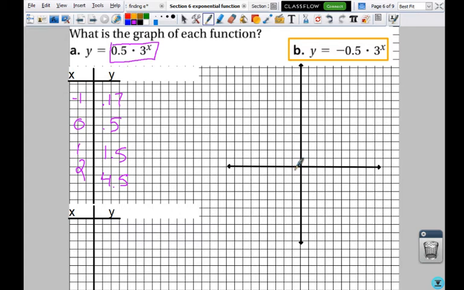Negative 1, 0.17 is going to be just barely above the line, so we're going to estimate it. 0.5, left and right 0, up about halfway between the line. Yeah, good enough. 1.5, right 1, up 1.5. And then 2, 4.5. 1, 2, 3, 4.5. This one's a little easier to see how much bigger it gets all of a sudden.